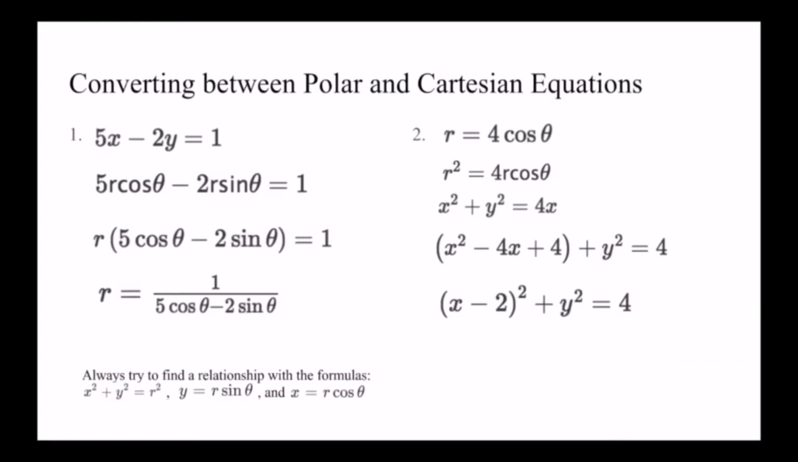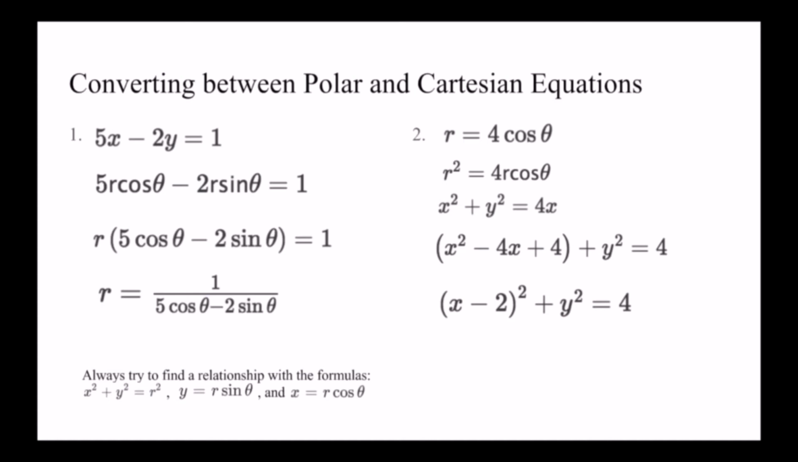Now that you can convert between polar and Cartesian coordinates, we can now convert between polar and Cartesian equations. The first example is converting a Cartesian equation to a polar equation. Since we developed earlier that x equals r cosine of theta and y equals r sine of theta, we can plug that in. Then we can factor out the r, which gives us r(5 cosine of theta minus 2 sine theta) equals 1. Divide both sides by that value and we end up with r equals 1 over 5 cosine of theta minus 2 sine of theta.